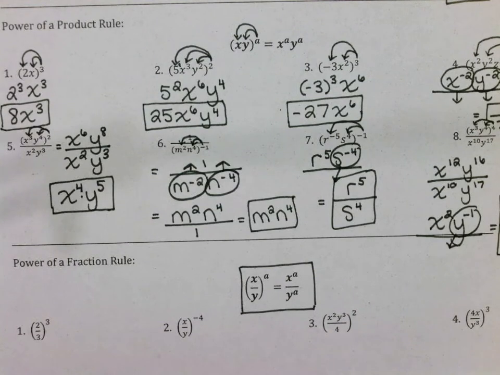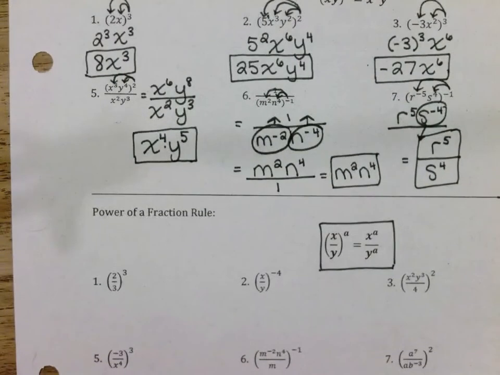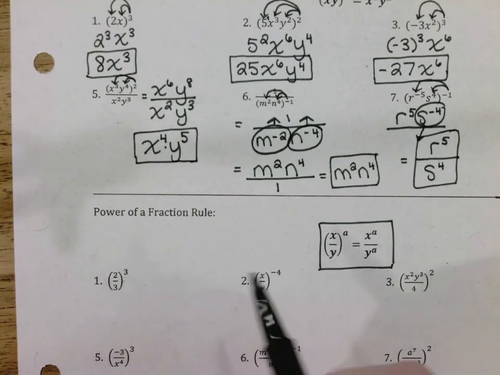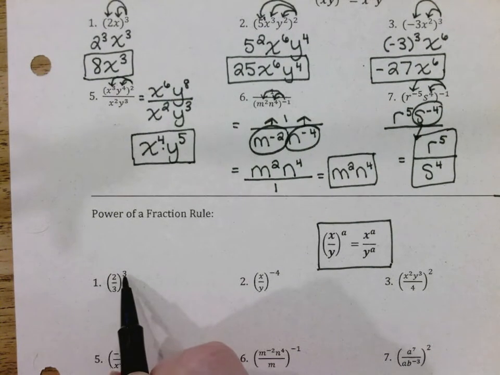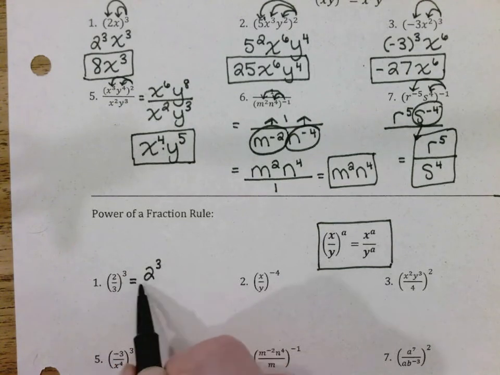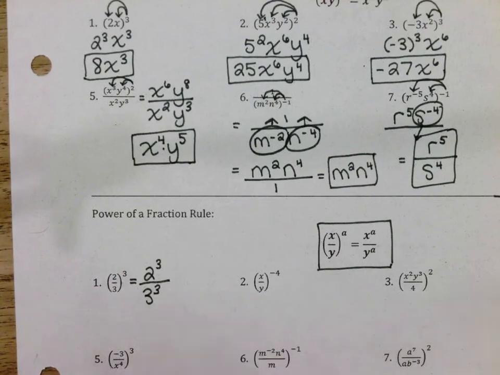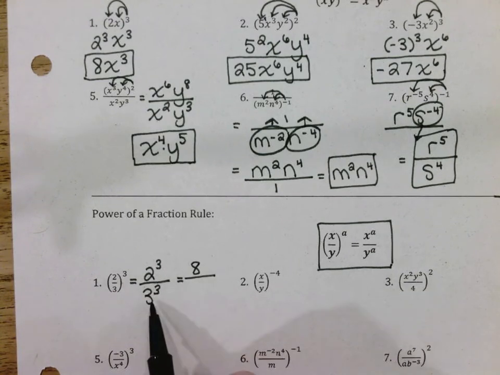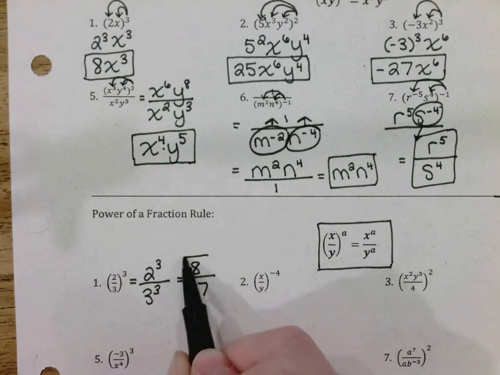So let's look at an example here. We're starting easy with some actual numbers. So we have 2/3 raised to the 3rd power. So I'm going to take this exponent of 3 and apply it to the 2 and the 3, the numerator and denominator. So this becomes 2 to the 3rd over 3 to the 3rd. And we can clean this up a bit. We know 2 to the 3rd is equal to 8. And then 3 to the 3rd, that's 3 times 3 times 3, that's 27. Can't simplify this, so that's going to be our final answer.